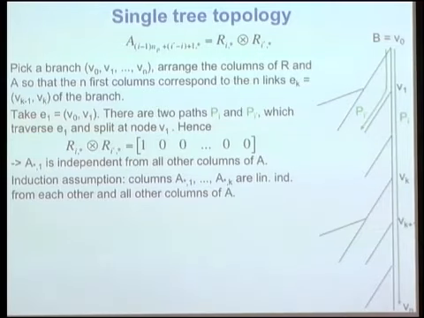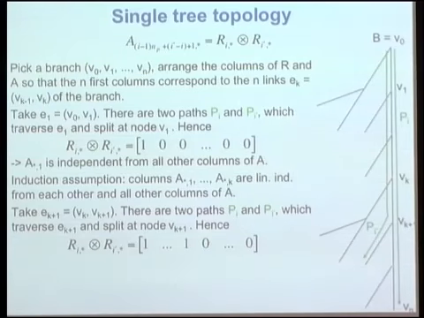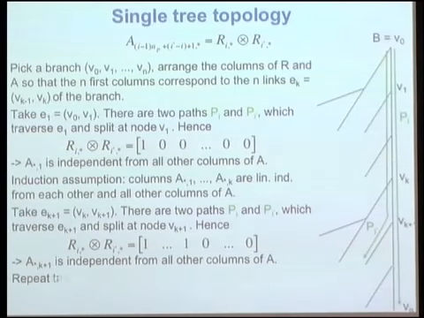So if you assume that this is true up to k, you take the k plus 1 link, and you assume that all the first columns here are linearly independent from all other columns. Again, you find a path Pi and another one Pi prime that's separated at this node. If you take the product of the two rows representing these two paths, you will get ones for the first entries and 0 elsewhere, which means that, again, I have linear independence of that column from all other columns in the matrix, and you continue like that for all possible branches.